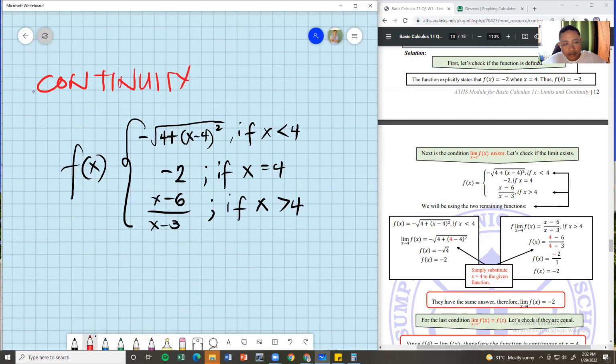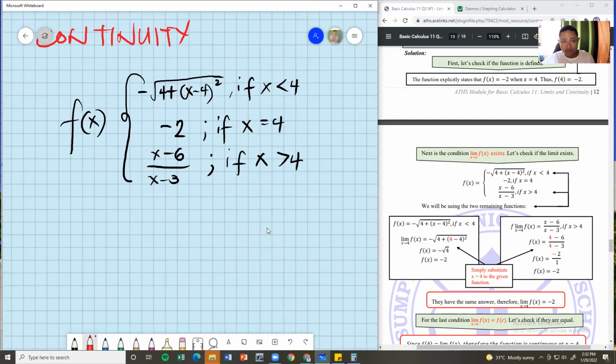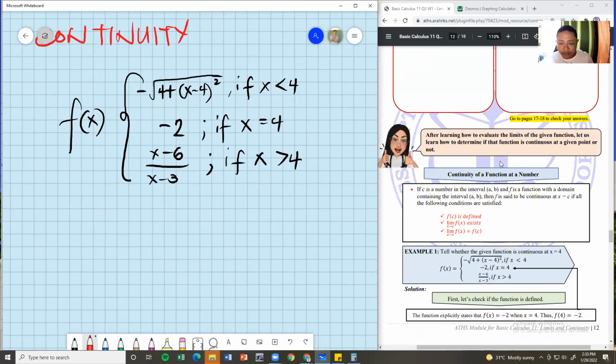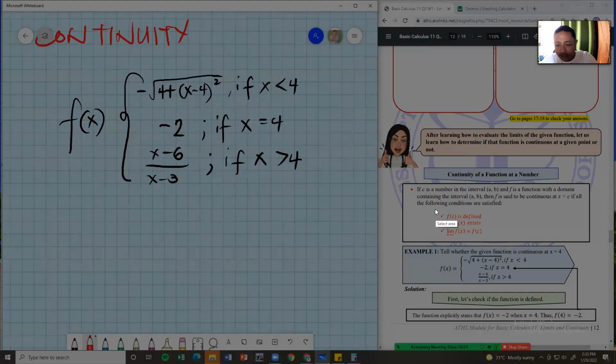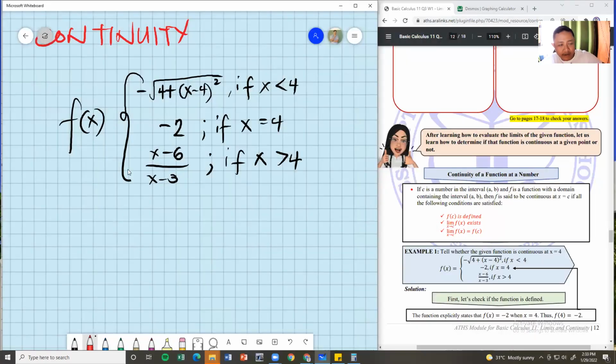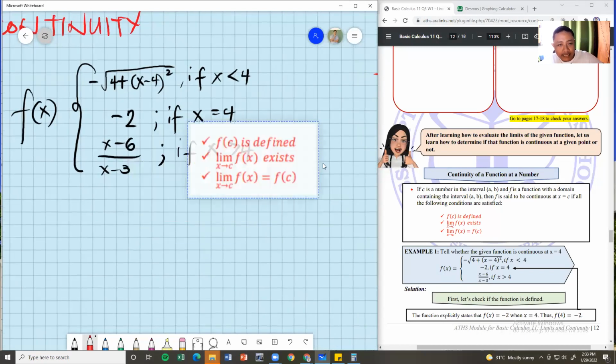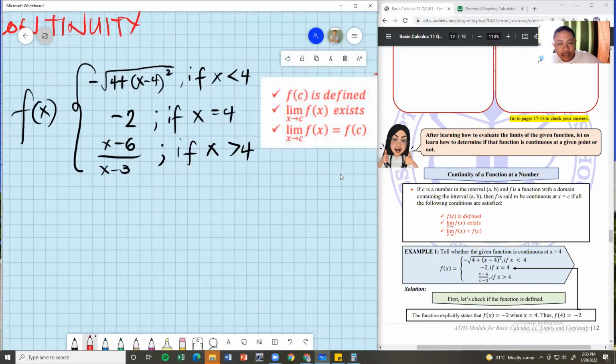Okay, titingnan natin, tuloy-tuloy ba yung function na to? And of course, we can only test the continuity if we follow these certain conditions. Here, these are the conditions. Yan, dapat f of c is defined, the limit of f of x exists, and the limit of f of x is equal to f of c.